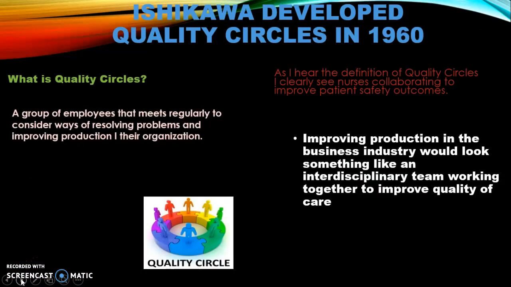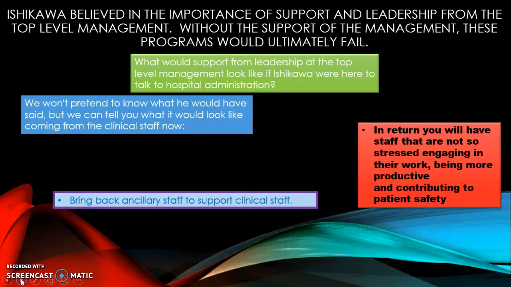Ishikawa developed quality circles in 1960. What is a quality circle? A group of employees that meets regularly to consider ways of resolving problems and improving production in the organization. As I hear the definition of quality circles, I clearly see nurses collaborating to improve patient safety outcomes. Improving production in the business industry would look something like an interdisciplinary team working together to improve quality of care.